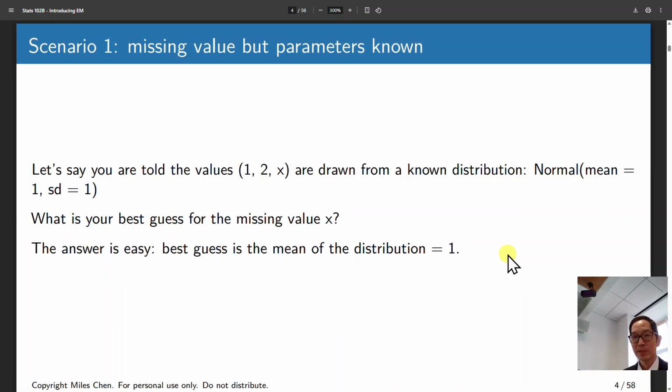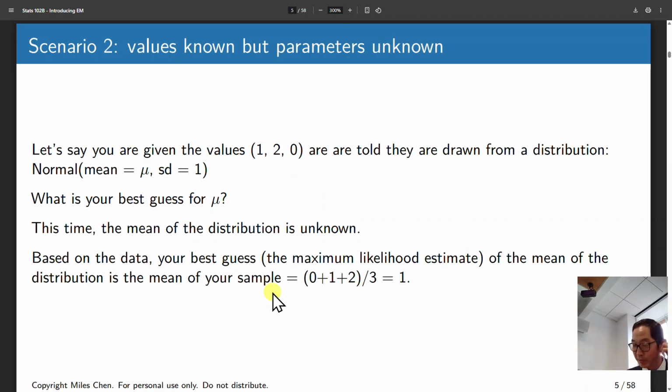Okay, so here's the first scenario where a value is missing, but the parameters are known. Okay, you know the parameters. So let's say we're told the values 1, 2, and x is unknown are drawn from a known distribution, and that known distribution is a normal distribution with mean 1 and standard deviation 1. Okay, so what is our best guess for the missing value x? Well, we'll look at the normal distribution and we say, well, its peak is at the mean of 1, and so our best guess for x is going to be the mean of the distribution, and we'll just say 1.